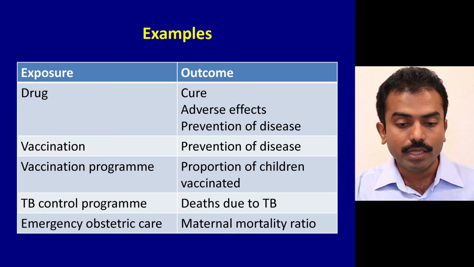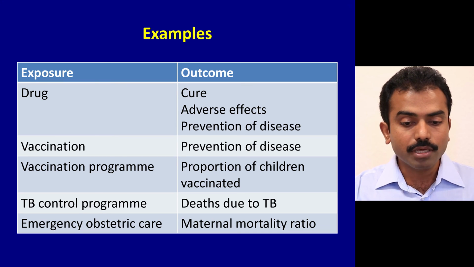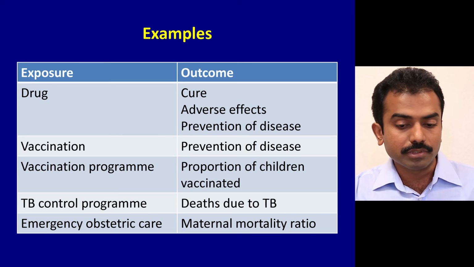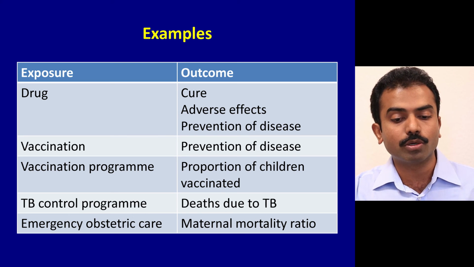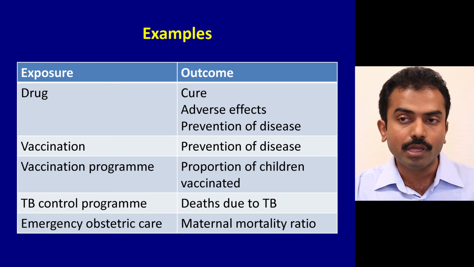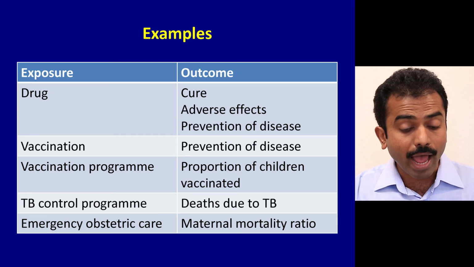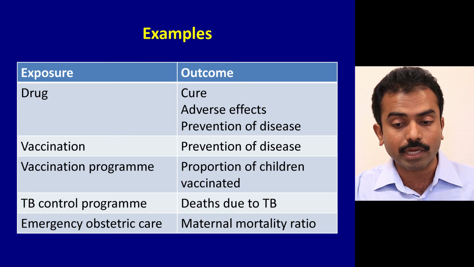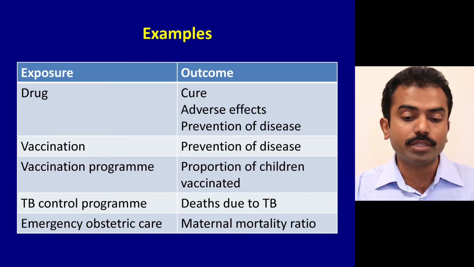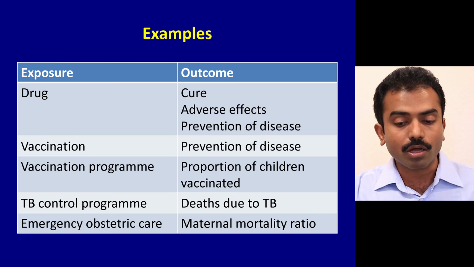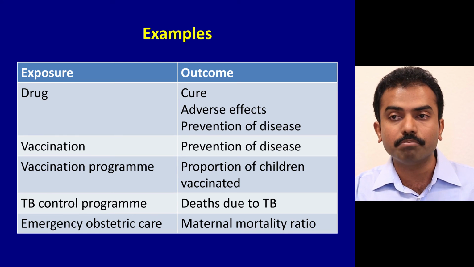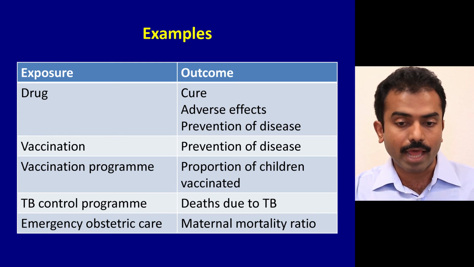Similarly, we can look at a TB control program. Does it reduce death due to tuberculosis? So you can look at countries which have a TB control program. You can look at countries which do not have a TB control program and look at TB deaths as an outcome to measure. So here, having a TB control program in the country becomes the exposure. Similarly, the other example is having emergency obstetric care in a hospital vis-a-vis not, and what is the impact of this on maternal mortality.